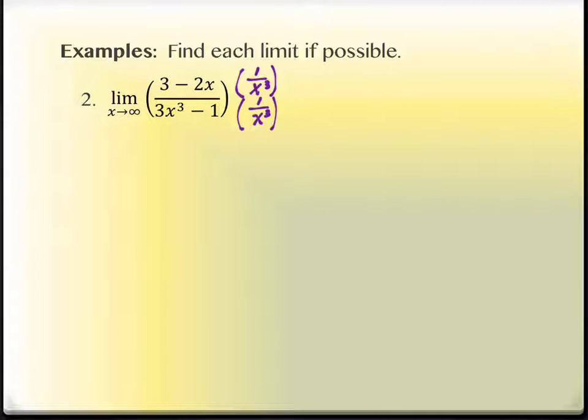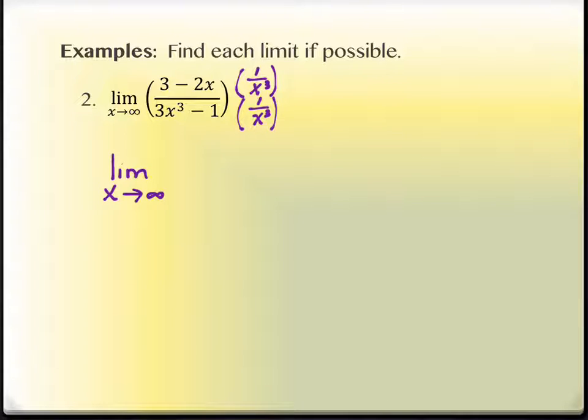Anytime you multiply the numerator and the denominator of a fraction by the same thing, that gives you an equivalent fraction. So this is a totally legit operation. I'm not really making things up, I promise. Okay? All right, so what does that do? Well, it's going to give us a lot of fractions, obviously.